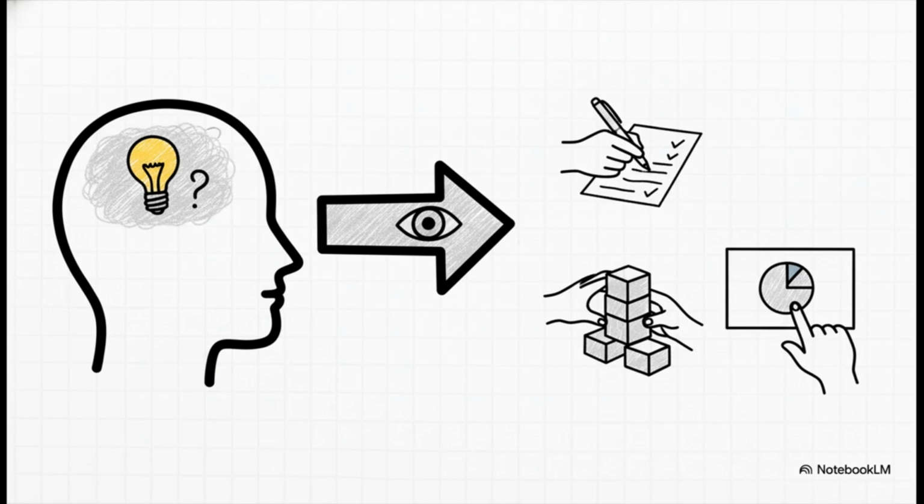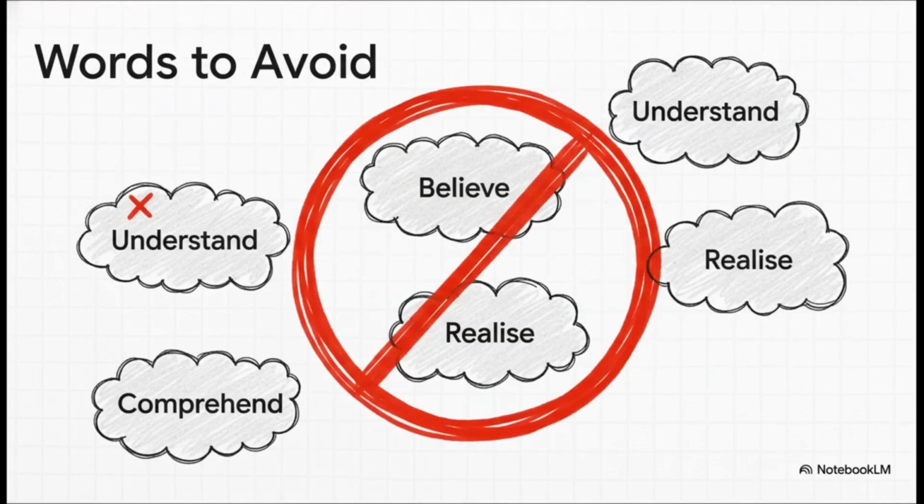Well, they list, they explain, they create, they demonstrate. That's what we need to be focusing on. So here they are, the usual suspects, the words to watch out for. Verbs like understand, know, realize, comprehend. They feel right, but they're not measurable. They don't give you a clear target for what the learner needs to show you. We've got to swap these out for verbs that describe an action we can actually see.